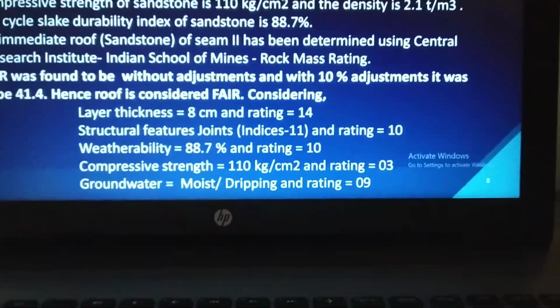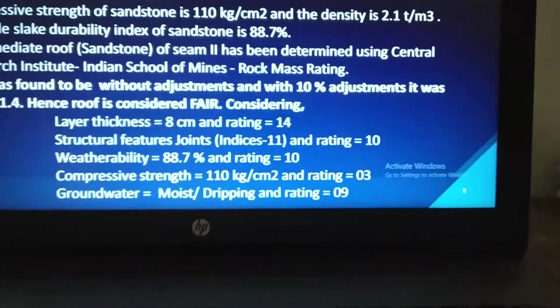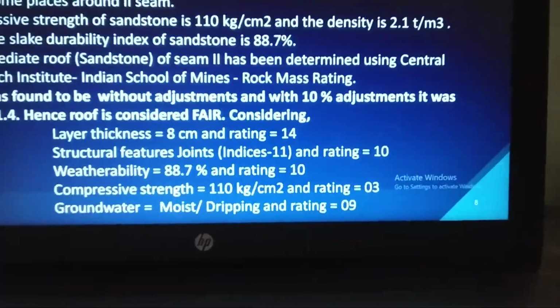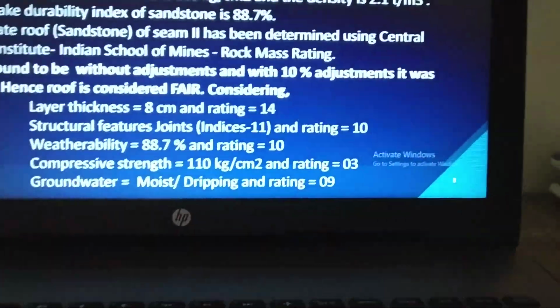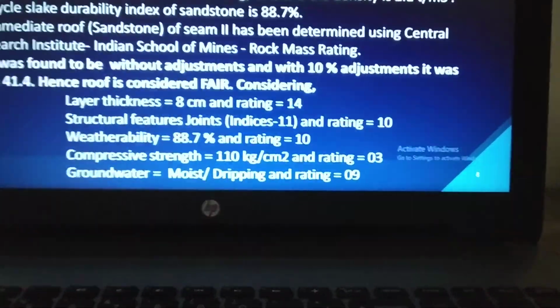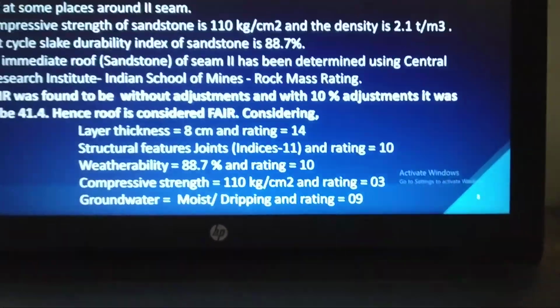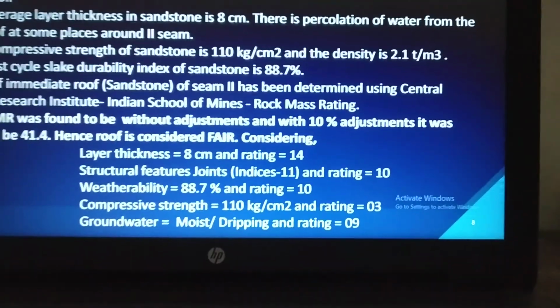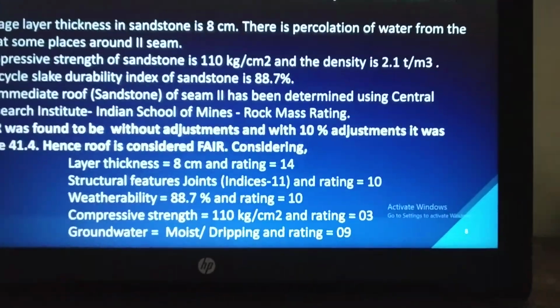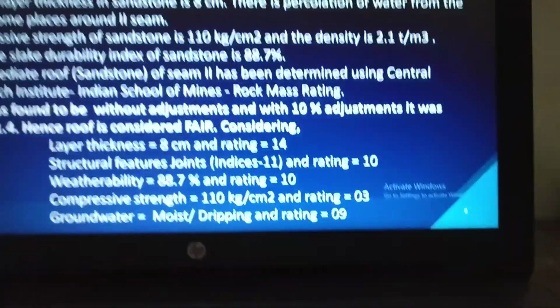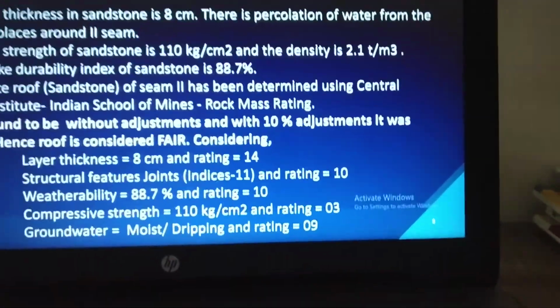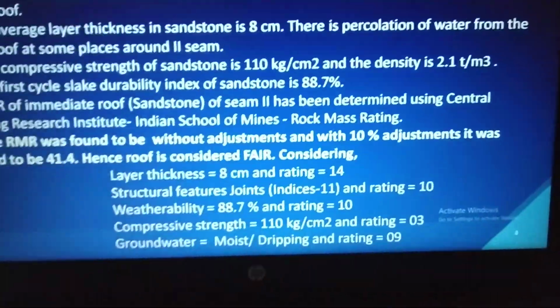14, structural features joint with a rating of 10, weatherability with a rating of 10 because it is 88.7% due to the percolation of water, compressive strength as it was given is 110 kg per centimeter square, that is for sandstone, and the rating is 3. The fifth factor that we have considered is groundwater. Since there's a percolation of water and the roof surface is quite moist, we have taken the rating as 9.